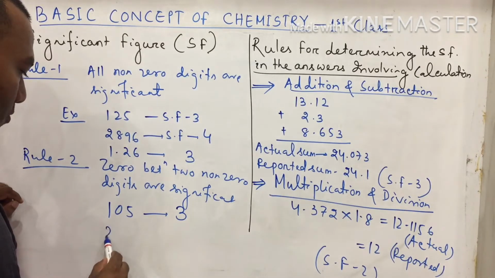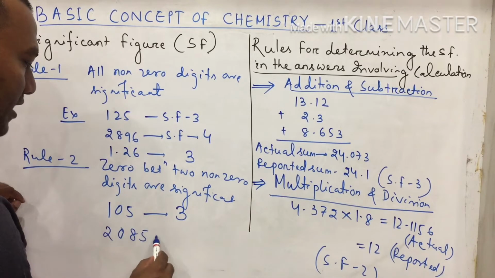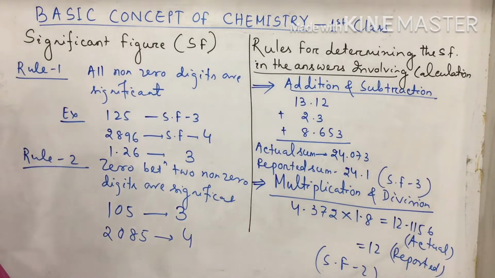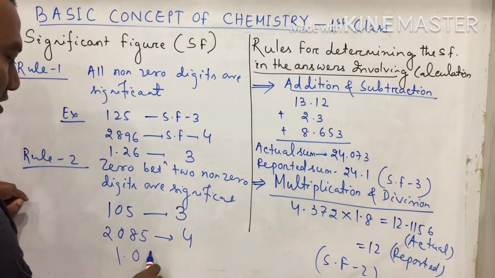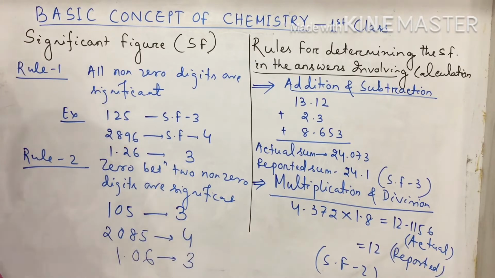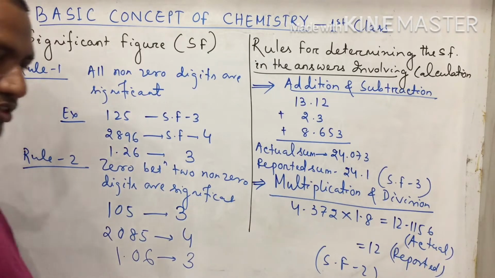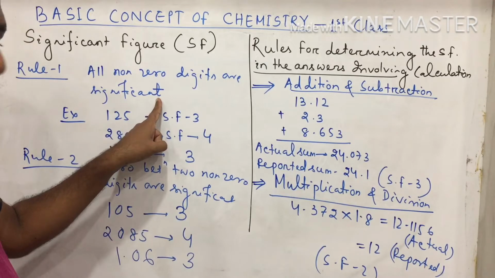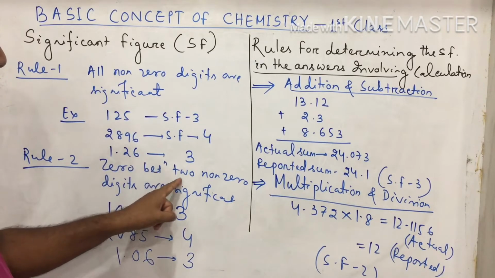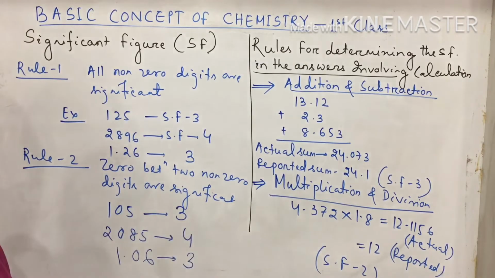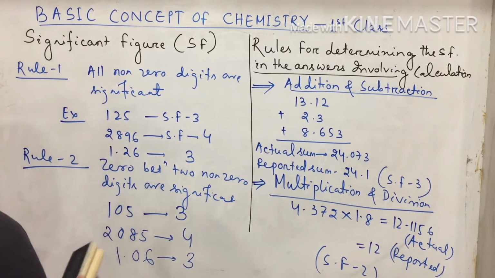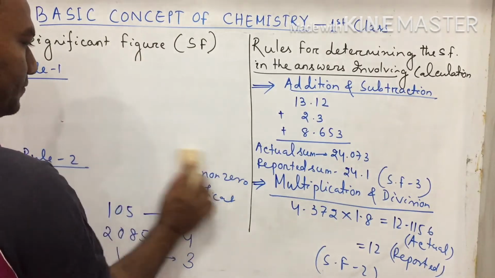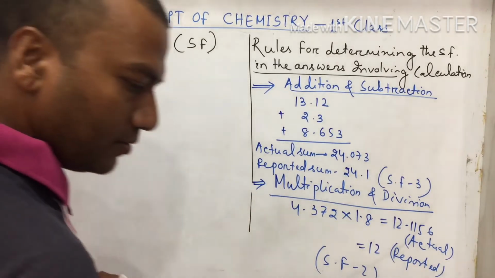Similarly, suppose 2085. Its significant figure is 4, because 0 between two non-zero digits is significant. Okay. Similarly, 1.06, significant figure is 3. Clear? So these are the first two rules. All non-zero digits are significant. Second rule, 0 between two non-zero digits are significant. Then the third rule.